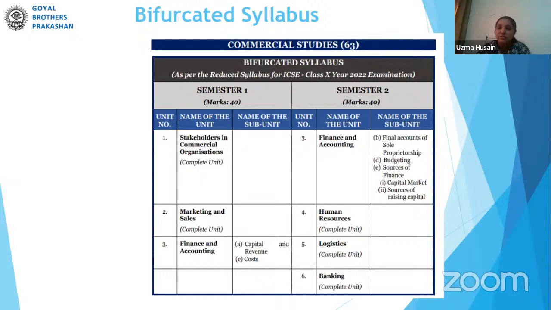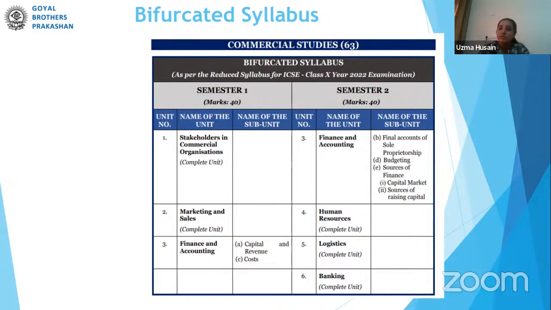Then we have budgeting. We have the sources of finance, where categorically they have mentioned capital market, sources of raising capital. This is under the unit finance and accounting. Coming to human resource, they have said complete unit. Now, this human resource unit is nothing but recruitment and selection. Training is not a part of the portion. We have recruitment and selection only.